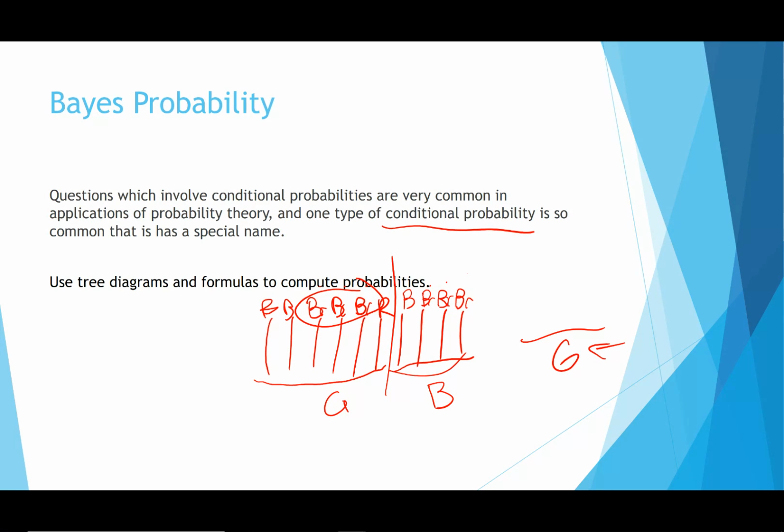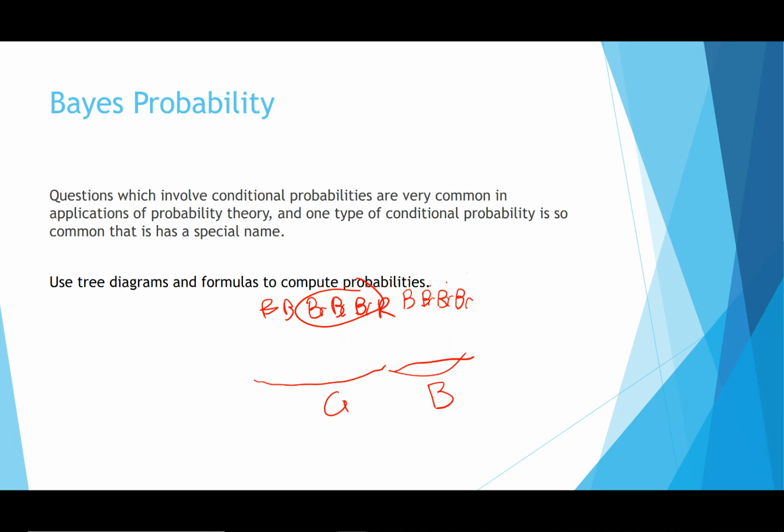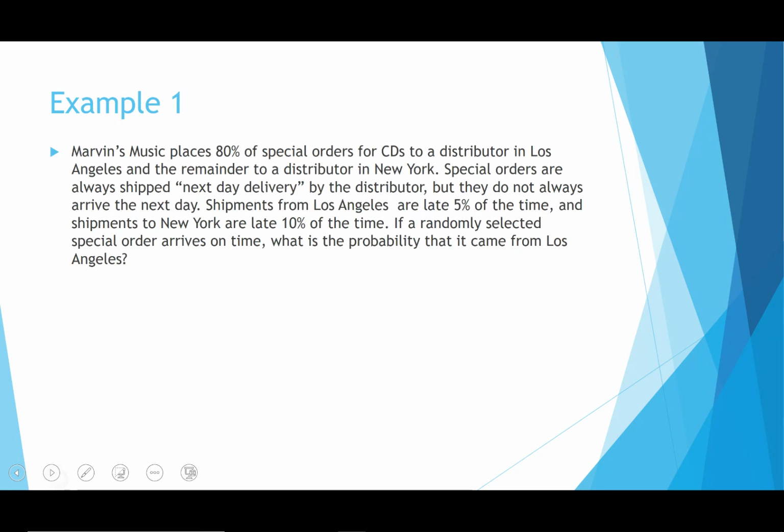Okay, so it's important to keep in mind that the denominator is changing from 10, because there are 10 total people, to something else, given the fact that we're focusing in on that specific event or that specific occurrence. All right, so let's look at example 1.